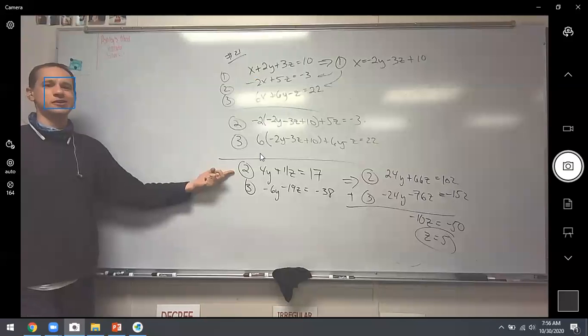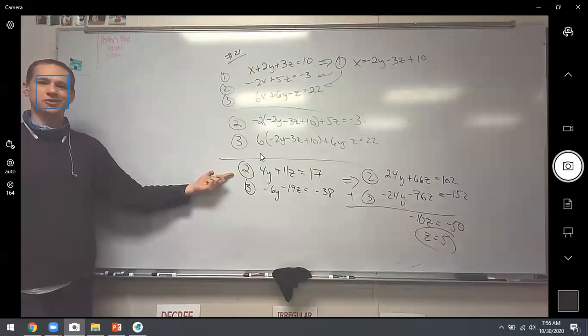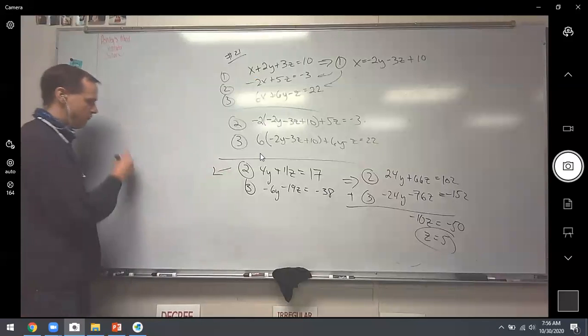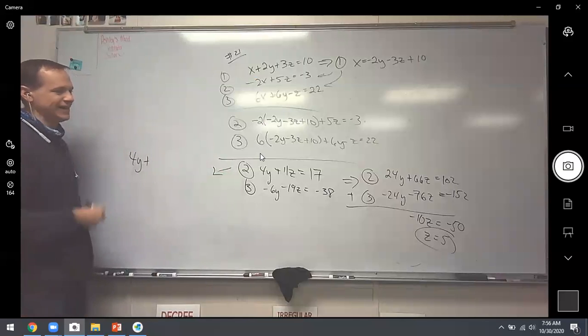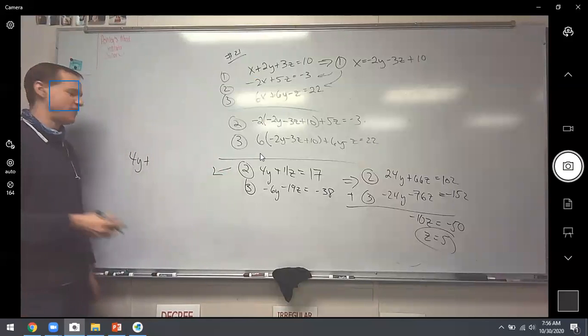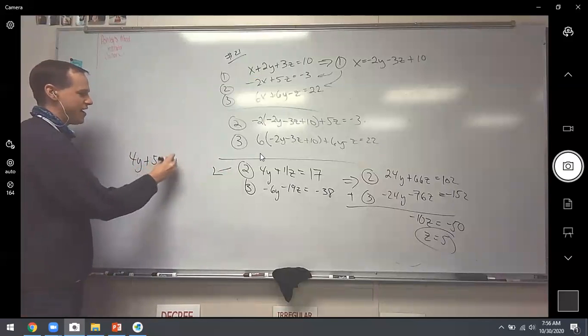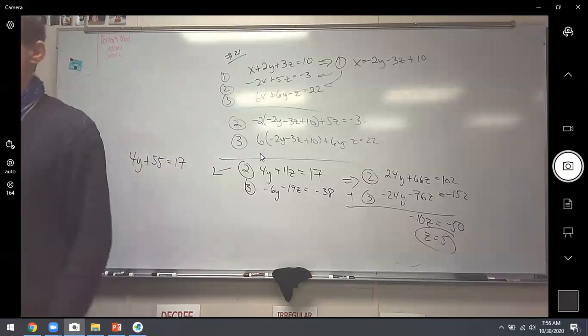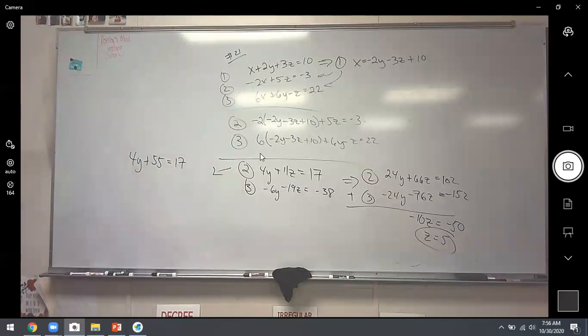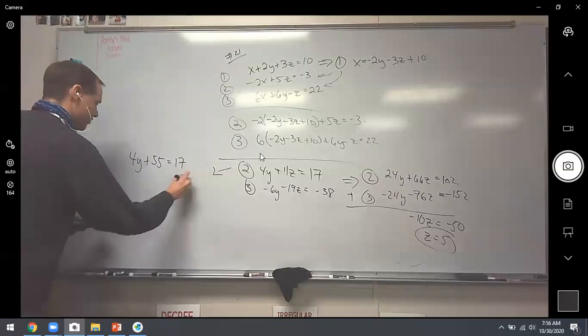I'll just use this equation here. It's got a y and a z in it. I know what z is, so I can figure out what y is. So 4y plus 11z, z was 5. 11 times 5 is 55. That equals 17. Move the 55 over to the other side. 17 minus 55, I don't feel like thinking much, is negative 38.